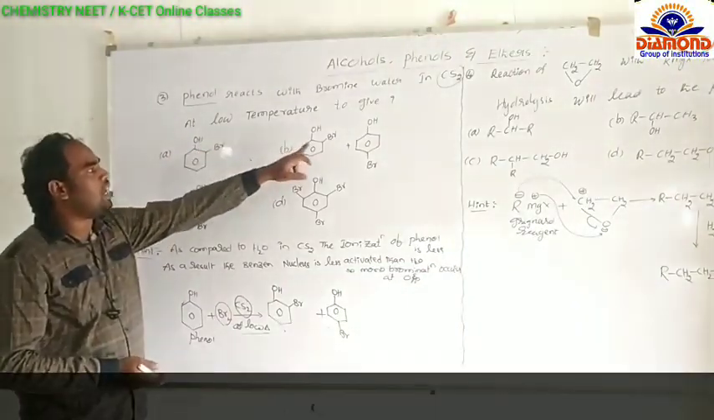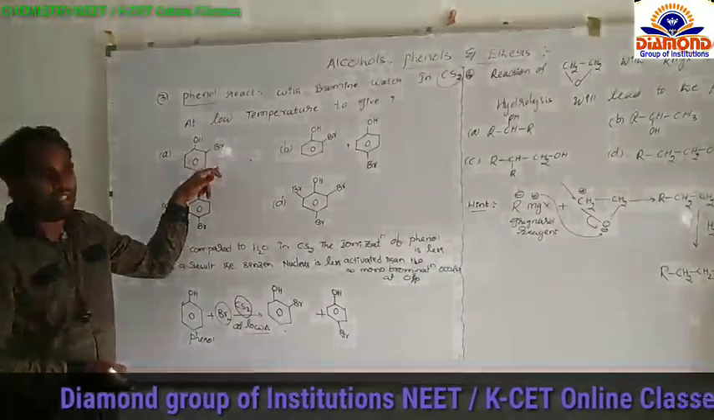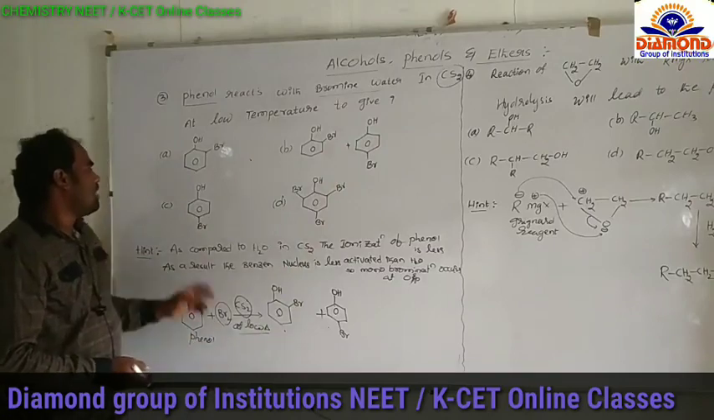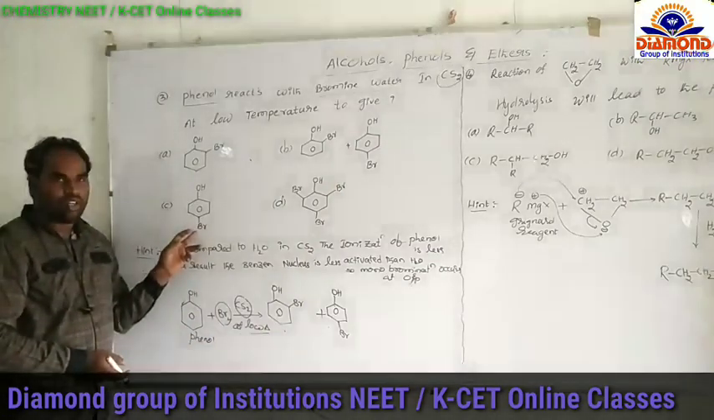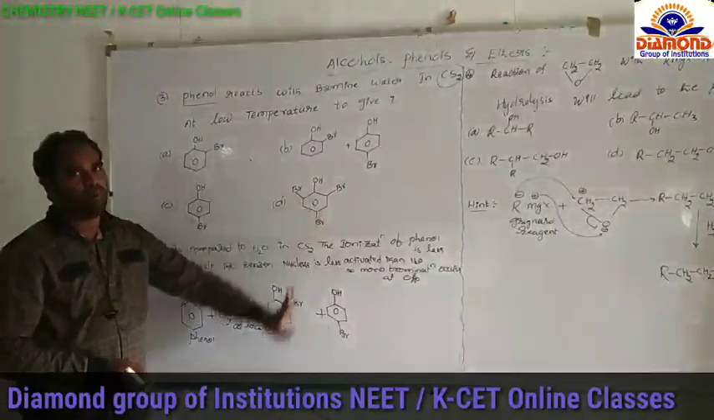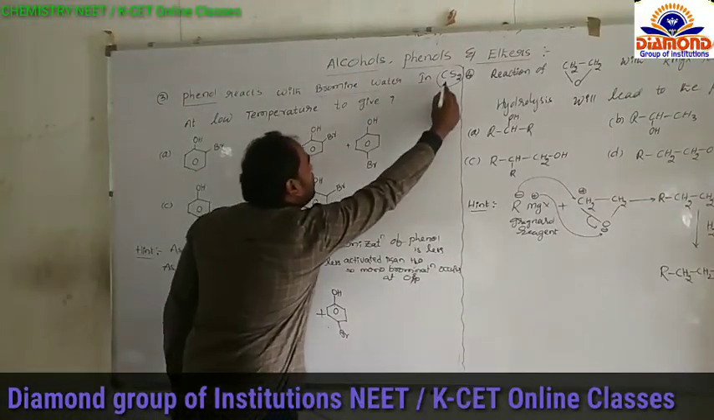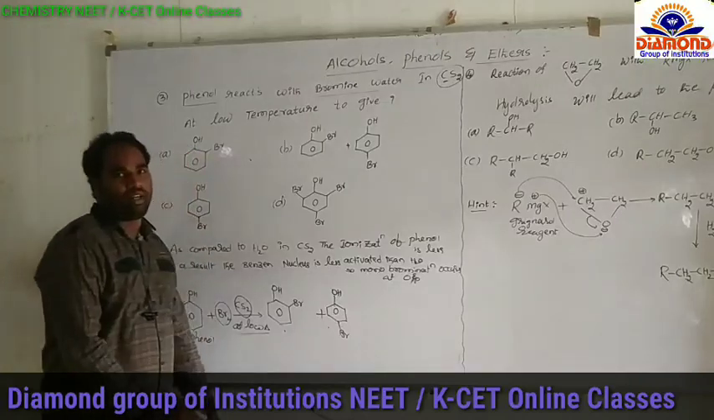Here the first option is orthobromophenol only. Here orthobromophenol and parabromophenol, and here only parabromophenol. Here 2,4,6-tribromophenol. These are the options. See students, the condition is very important, that is carbon disulfide.